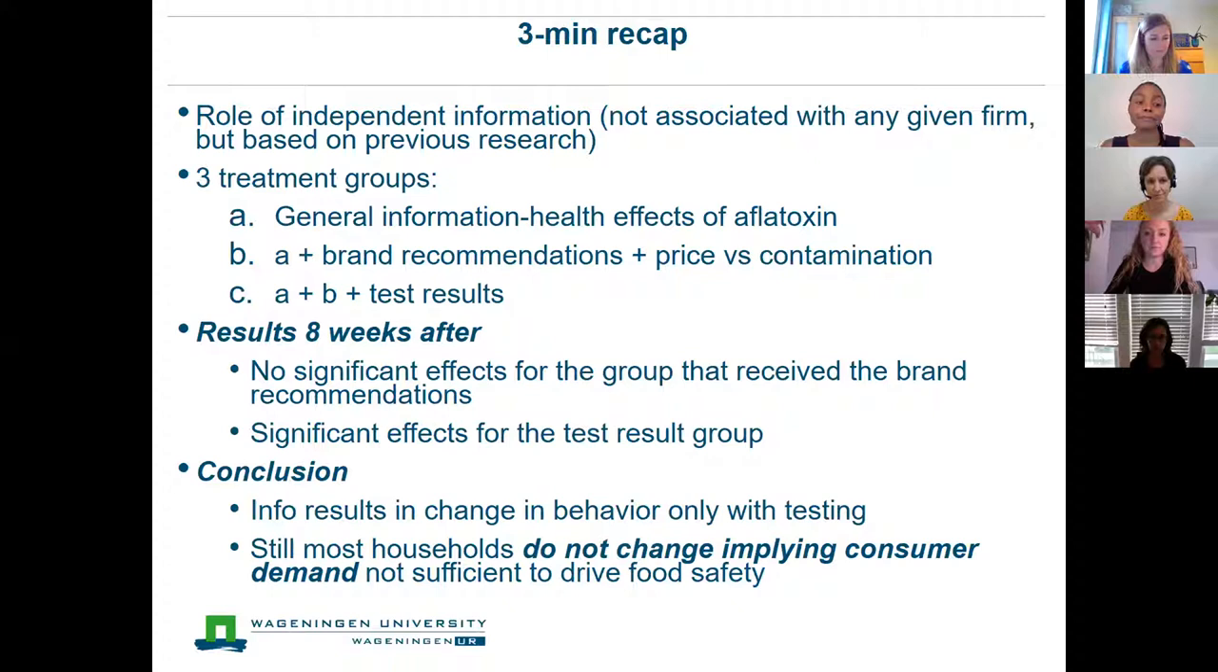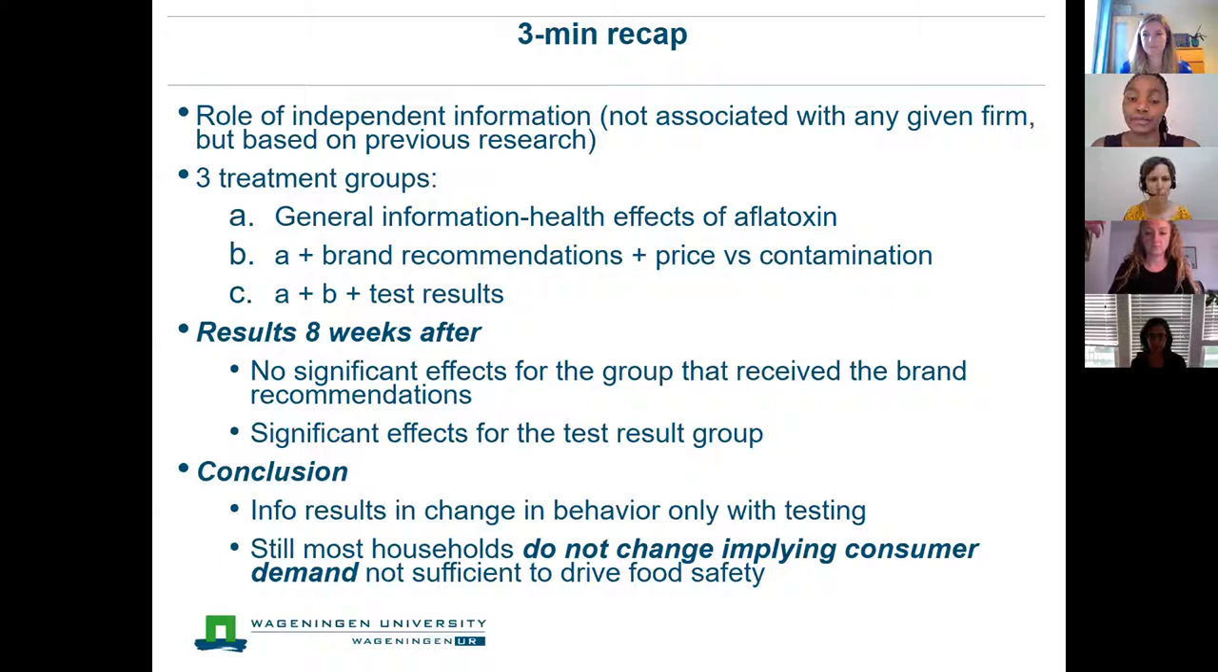In our research design, we randomly assigned our households to three treatment groups to vary the kind of information. For the first group, we provided general information on health effects of consuming contaminated foods, and this forms our control group. Another group was given the general information plus the names of two existing brands that were previously found to be more likely to meet the Kenyan limit. That's 10 parts per billion.